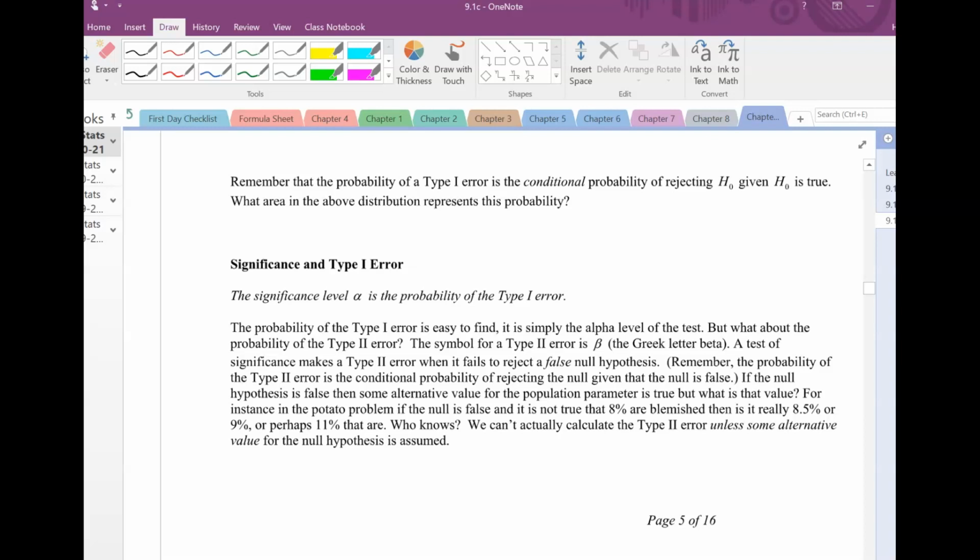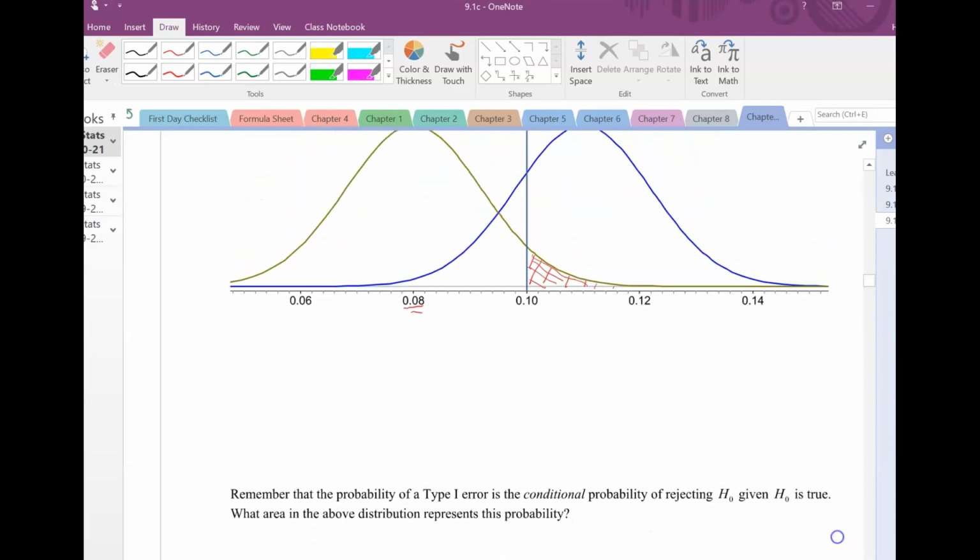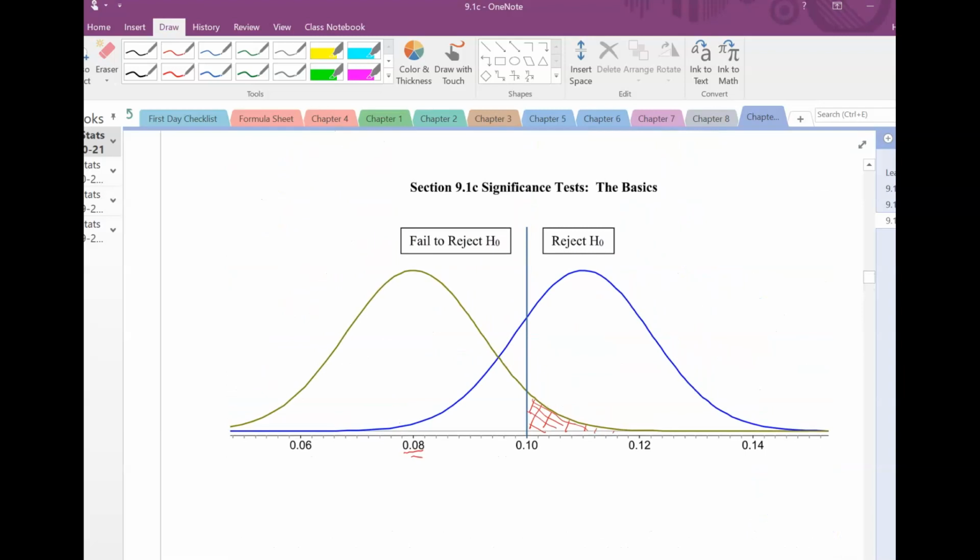So remember that the probability of the type 2 error is the conditional probability of failing to reject the null hypothesis given that the null is false. If the null is false, then the alternative value for the population parameter is true, but what is that value? So what you're going to learn here is that to actually evaluate a type 2 error, you need a specific value for the alternate hypothesis. And that's because, remember what it said about a conditional probability? For a type 2 error, we need to go off of the assumption that the null hypothesis is actually wrong and the sampling distribution is actually different. So when it comes to evaluating the type 2 error, we need to look specifically at this alternate hypothesis and the sampling distribution associated with it.